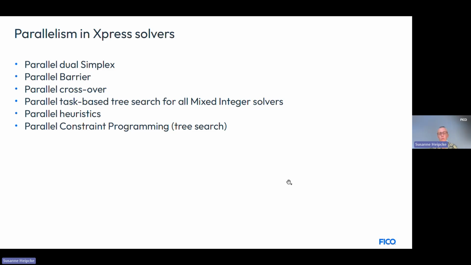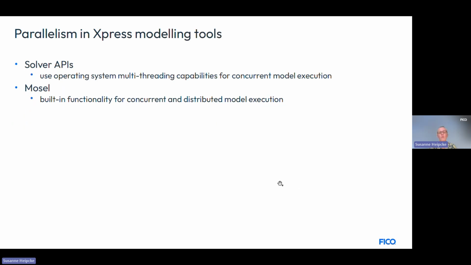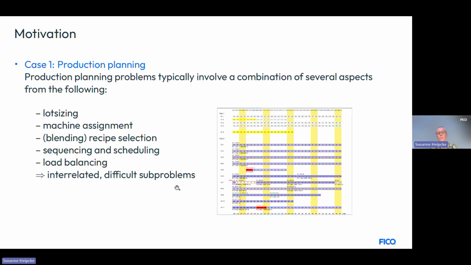For Xpress solvers, everything about parallelism happens on the same machine, so it is not across networks, contrary to what I'm going to show today for what you can do on the model level. For solver APIs, you can use the operating system multi-threading capabilities to implement your own concurrent or even distributed functionality, but usually this involves a decent amount of programming on your side. Mosel provides a convenient layer, or actually several layers, as we will see, on top of this, to make it reasonably easy to implement your own parallel or distributed solves, particularly for optimization problems.